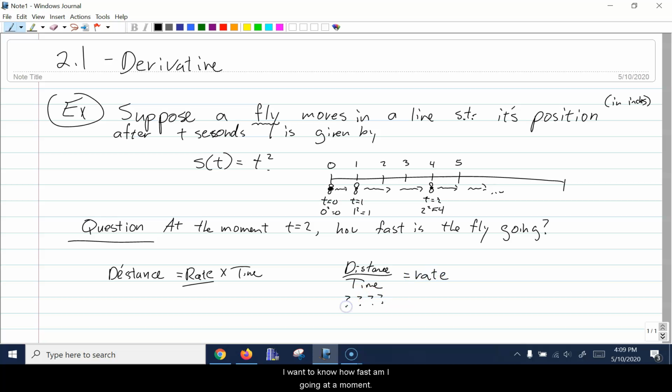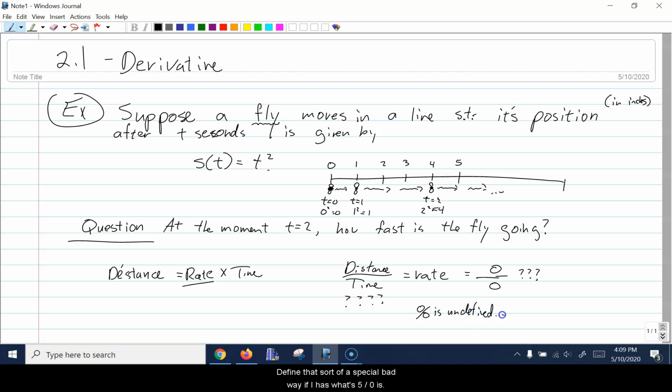But if I want to know how fast I am going at a moment, then I'm asking in a moment, that's 0 time passing. And in a moment, I am moving 0 distance. So the rate is going to be 0 divided by 0? What is 0 divided by 0? Come on, Ben. If you haven't known, 0 over 0 is undefined.